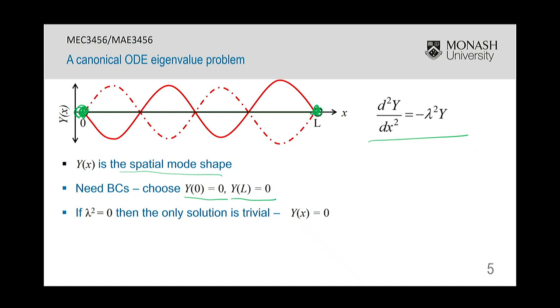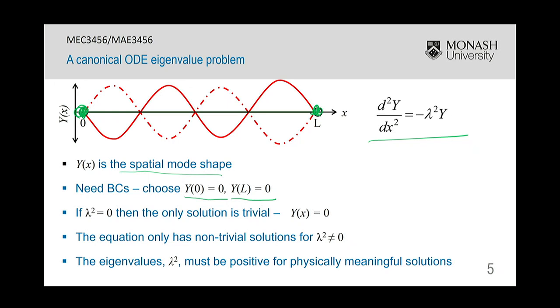So if lambda squared is equal to 0, then the only solution is trivial, and that is that y of x is equal to 0. That's a pretty boring solution. So the equation only has a non-trivial solution if lambda squared is non-zero. Worth also mentioning is that the eigenvalues lambda squared must be positive for physically meaningful solutions. And that comes from the physics of the situation, and we're not going to go into that here.